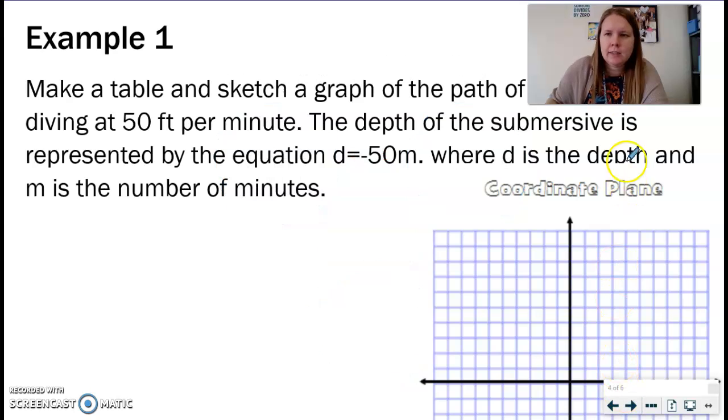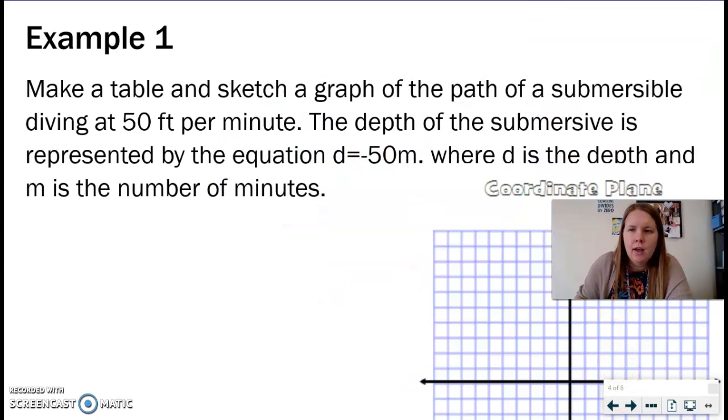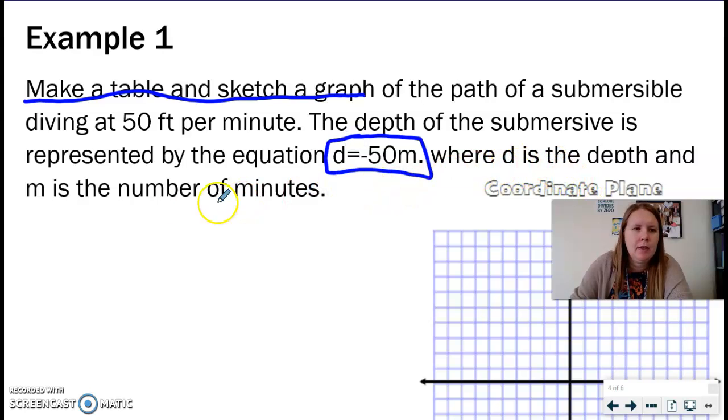Let's take a look at our first example. It's asking us to make a table and sketch a graph. Here are my directions: make a table and sketch a graph of the path of a submersible diving at 50 feet per minute. The depth of the submersible is represented by this equation. Oh, look, they give me the equation. D equals negative 50m, where D is the depth and m is the number of minutes.